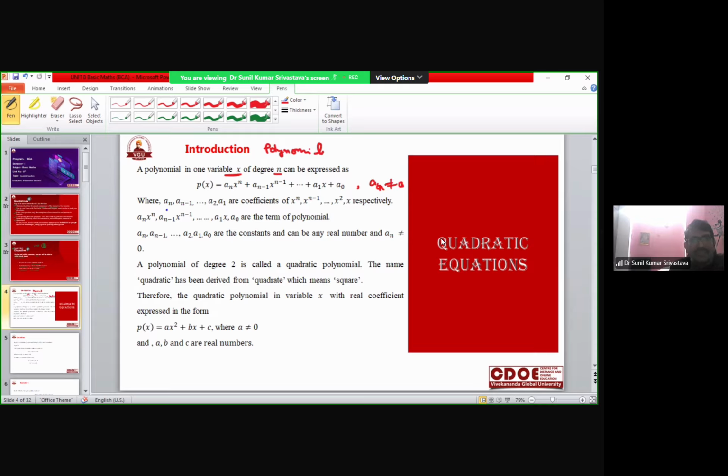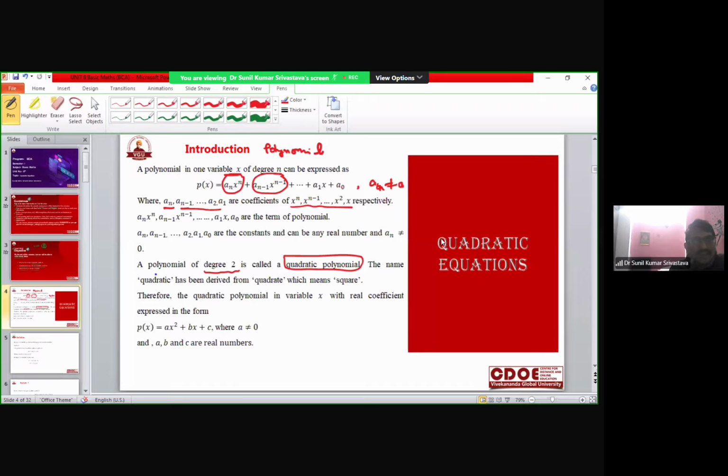In that case, a_(n-1) and all these constants are coefficients of the various powers of the variable x, and a_n x to the power n, a_(n-1) x to the power n minus 1 are known as the terms of the polynomial. n denotes the degree of the polynomial. Any polynomial expression which has degree 2 is known as a quadratic polynomial.